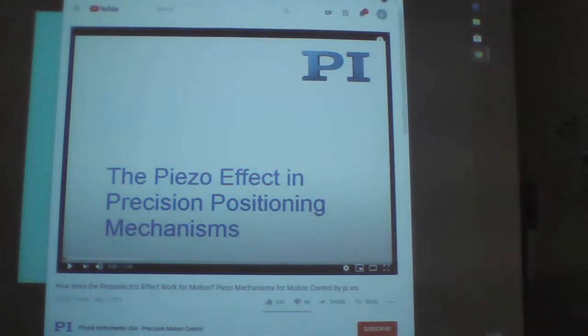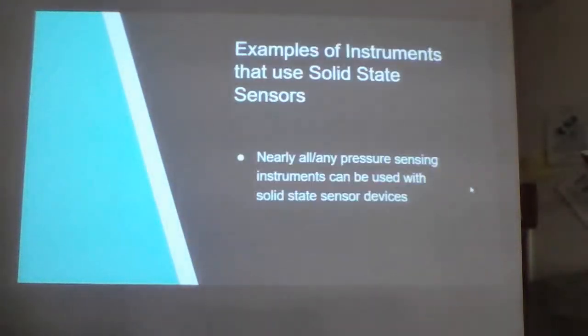Okay, so a little description about piezoelectric operation. Examples of instruments that use solid state sensors. Nearly any and all pressure sensing instruments can be used with solid state sensor devices. That's the way that aircraft are going now. They're going to all glass cockpits, and everything is really being converted to an electrical signal that you can view on a screen.